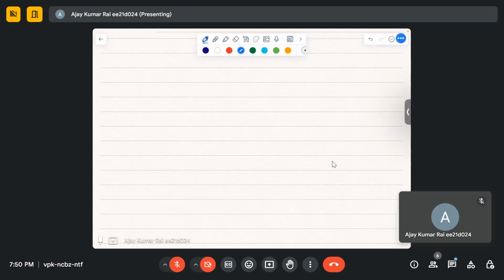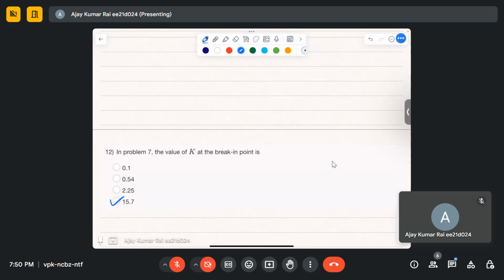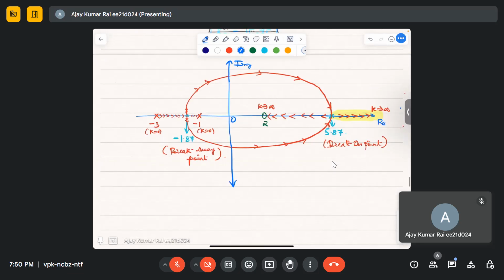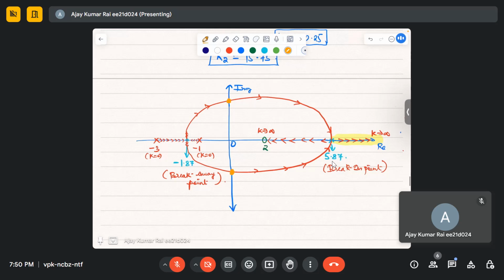Next question is, in problem 7, the crossover points are at. If you see the root locus, this root locus is crossing at these 2 points, right? At these 2 points, it will be crossing and going from the left half plane to the right half plane. And we have to find out what those values are. So these are crossover points.